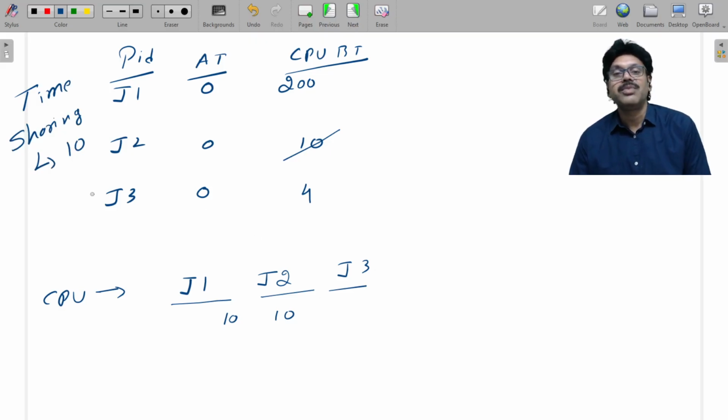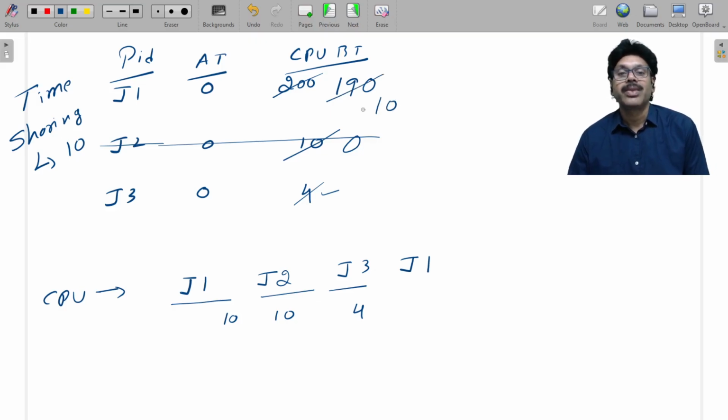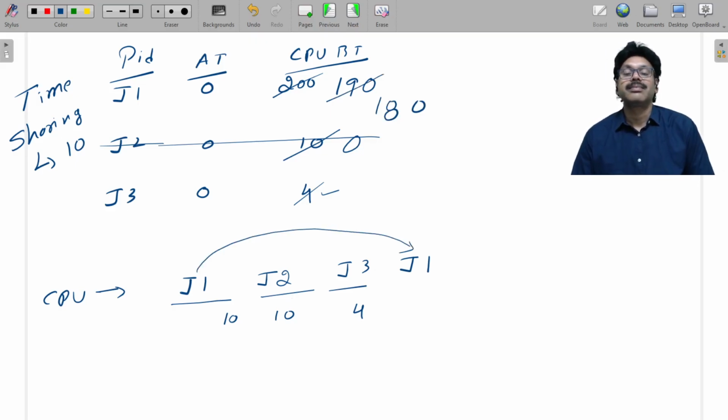If the time is shared among the processes as 10, then J1 is executed 10, balance is 190. J2 is executed 10, balance 0, so you can remove it because it's completed. J3 doesn't need 10, it needs only 4. It executed for 4, then it is also removed. Then the chance will be given to J1 again, and J1 is executed for the next 10. Likewise, the processes are executed based on a round robin system.